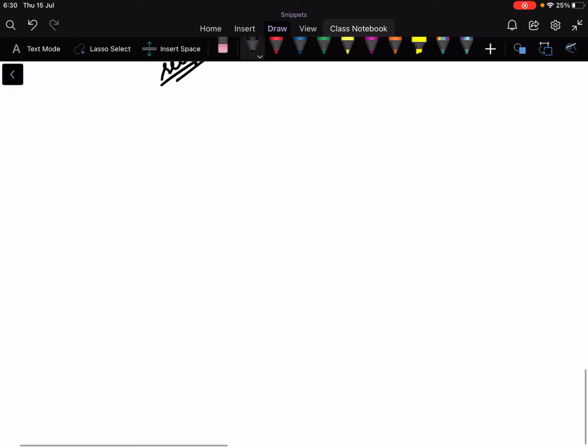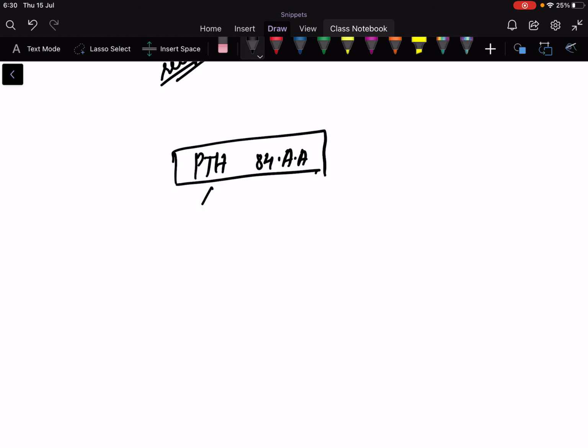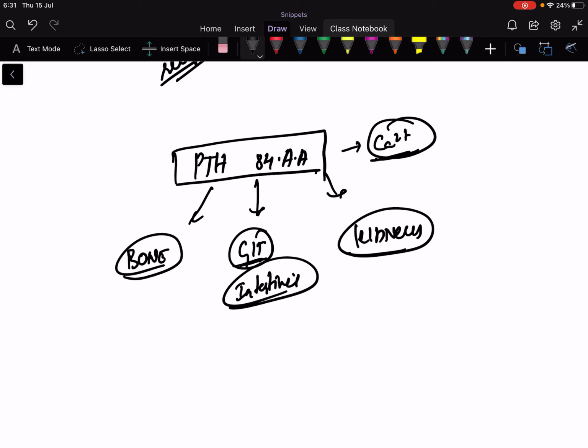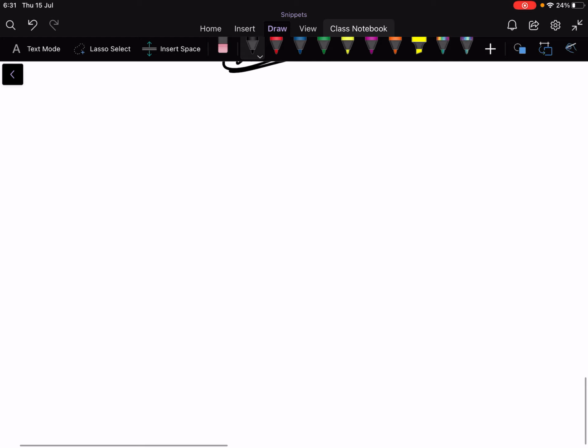Parathyroid hormone, which is an 84 amino acid peptide, mainly acts in three ways. The first one is the bone. The second one is that it mainly acts on the gastrointestinal tract, or the intestines. And the third one is that the parathyroid hormone also works on the kidneys. So the parathyroid hormone will bring the calcium mainly from these three organs. We will learn how the parathyroid hormone works on each of them.